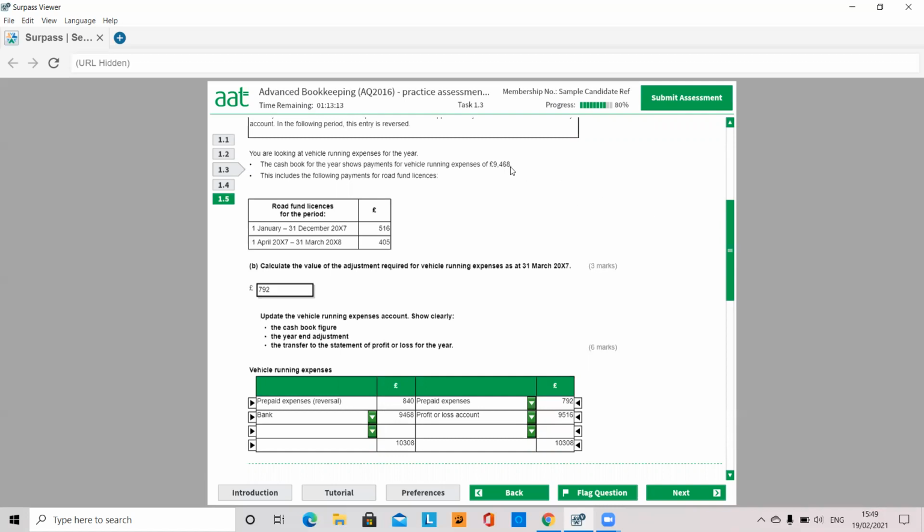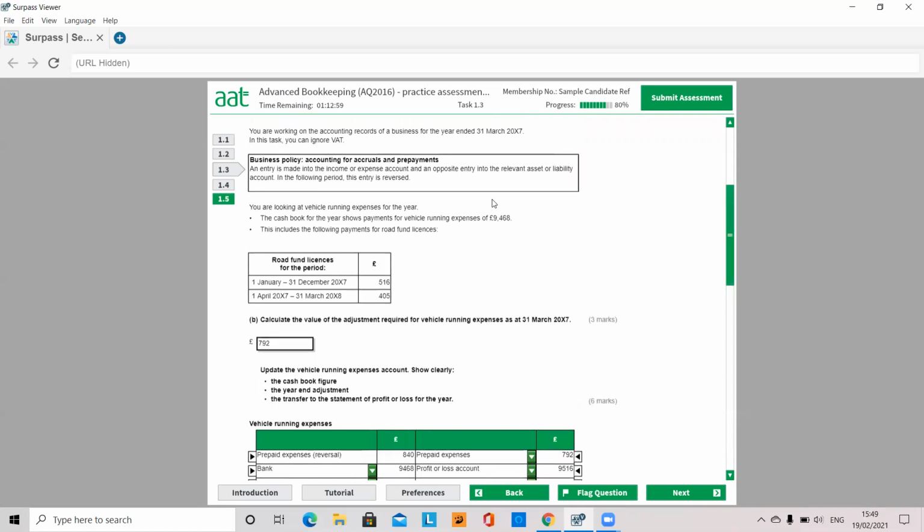But within that 9468, some of it relates to the next year, so it's a prepayment. So therefore, I'll show you. Out of that 9468, we've got these road fund licenses. Bearing in mind our year end is the 31st of March 2007, it tells us here the 1st of January to the 31st of December 2007 is £516. 1st of April 2007 to 31st of March 2008 is £405.